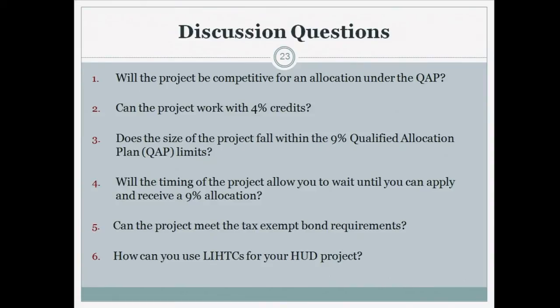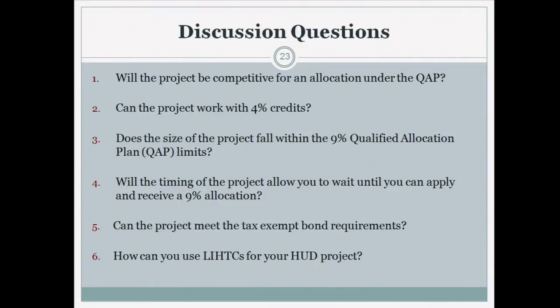And then the next question is, what will the timing of the project allow? Can you wait until you can apply and receive a 9% allocation? And just as we talked about, it's a long process. It's not whenever you want to apply, it's whenever the state allows you to apply. So the question is, do you have enough time to wait for the application process to begin and end and receive your credits and close?